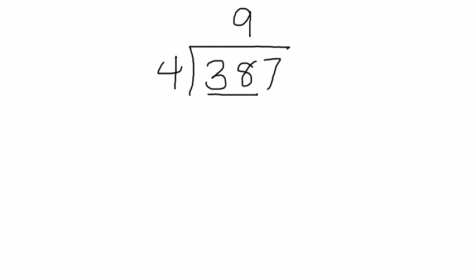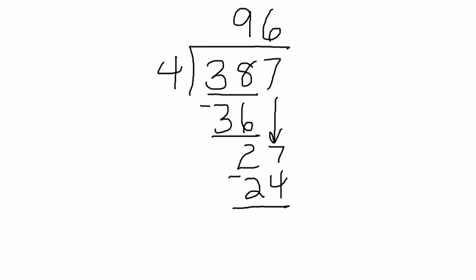I multiply the 9 by 4, subtract, and I have 2 left over, and I bring down the 7 and ask myself, how many times does 4 go into 27? I know that 4 times 7 is 28, and that's too high, so then I'll go to 6, and 4 times 6 is 24. I'll subtract, and I have a remainder of 3. So the answer, 387 divided by 4, is 96, remainder 3.